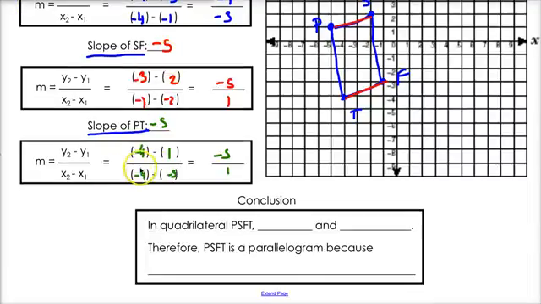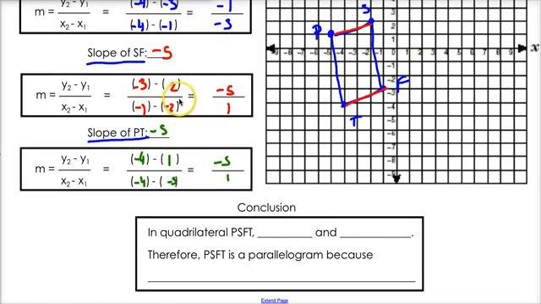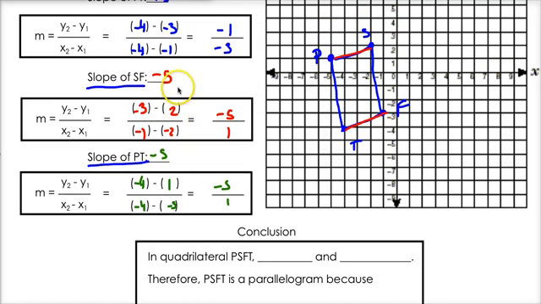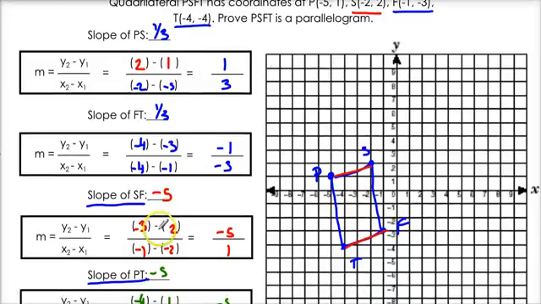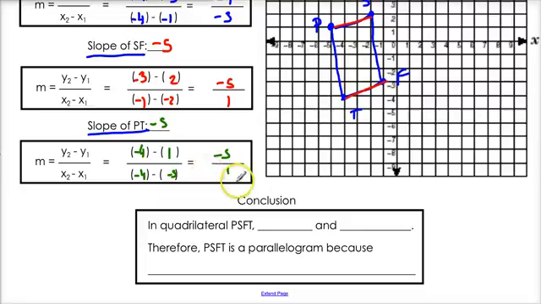All right, so if you did your math correctly, you actually paused your video. When you plugged it in, you got the slope of SF is -5, and the slope of PT was -5 as well. So to write your conclusion, well, let's see. We found out that PS and FT, these two are parallel to each other. And we also found out that PT and SF are parallel to each other.